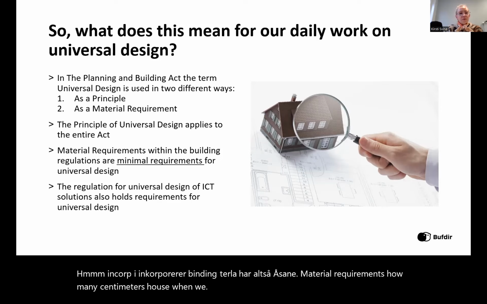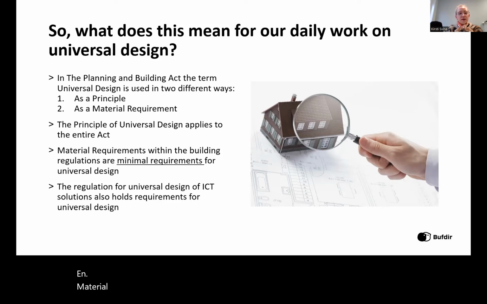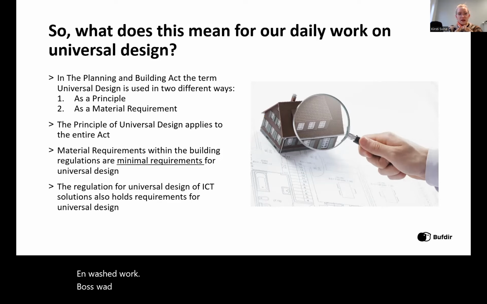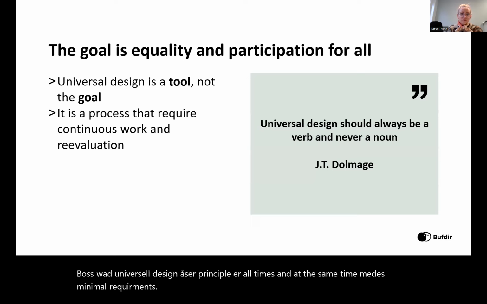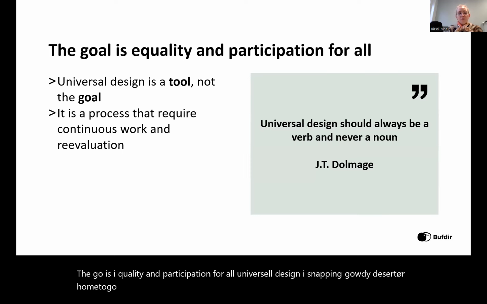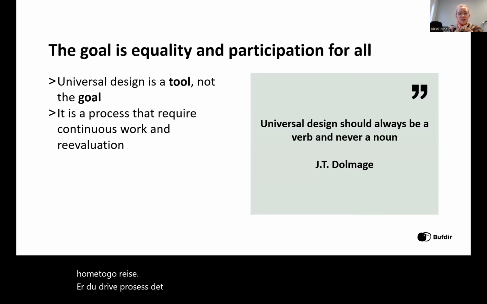And material requirements within the building regulations are minimal requirements for universal design. And we should work both with universal design as a principle at all times, and at the same time meet these minimal requirements. The goal is equality and participation for all. Universal design is not the goal, but it is a tool to meet the goal. It is an iterative process that requires continuous work and re-evaluation.